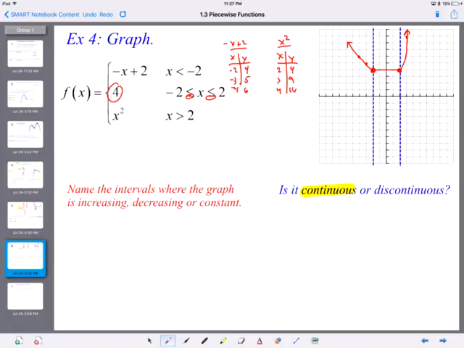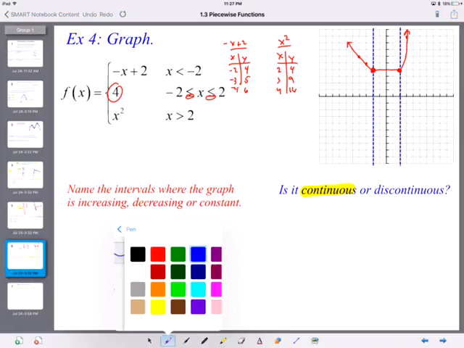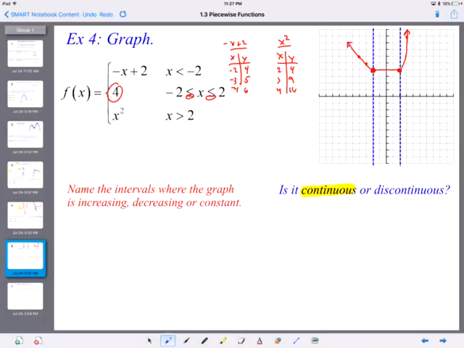And if we look at the intervals, increasing, decreasing, and constant, let's go through here. Let's work left to right. So on this one, it's going down. Your y values are decreasing. So it's decreasing from x is negative infinity all the way until x is negative 2. And then from negative 2 to 2, it's constant. And then from 2 to infinity, it is increasing. Okay, and so there you go.